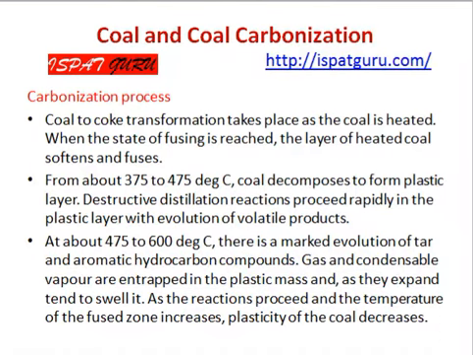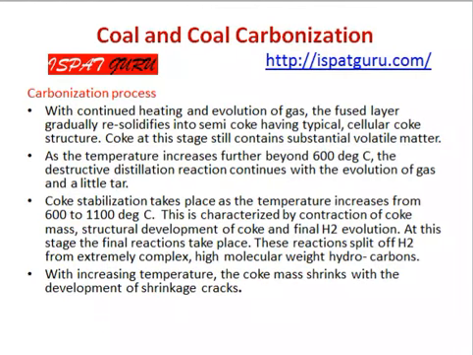Gas and condensable vapor are entrapped in the plastic mass, and as they expand, tend to swell it. As the reaction proceeds and the temperature of the fused zone increases, plasticity of the coal decreases. With continued heating and evolution of gas, the fused layer gradually resolidifies into semi-coke, having a typical cellular coke structure. Coke at this stage still contains substantial volatile matter.